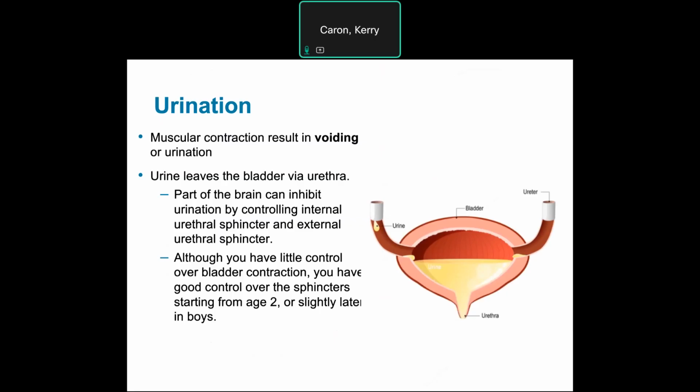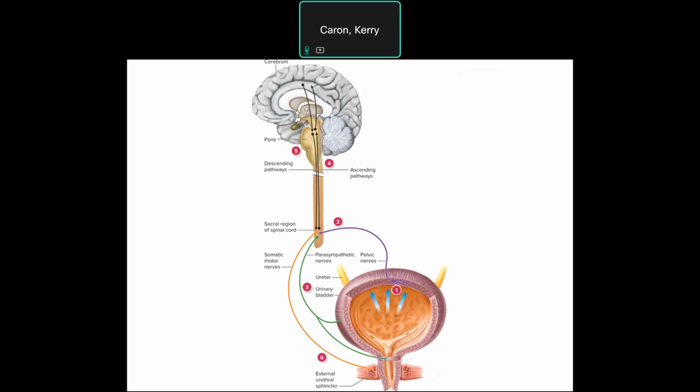Urination is really muscular contraction of the bladder, and it's called voiding or micturition. Urine is going to leave the bladder through the urethra. There is a part of the brain that controls the urethral sphincter, internal and external. And once you have control over that, starting about age 2 or slightly later in maybe boys, that becomes voluntary. So there's the pons in the brainstem.